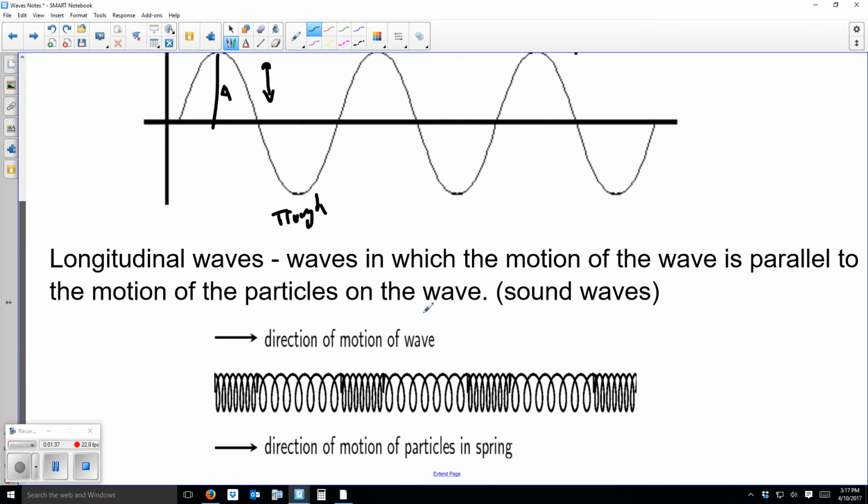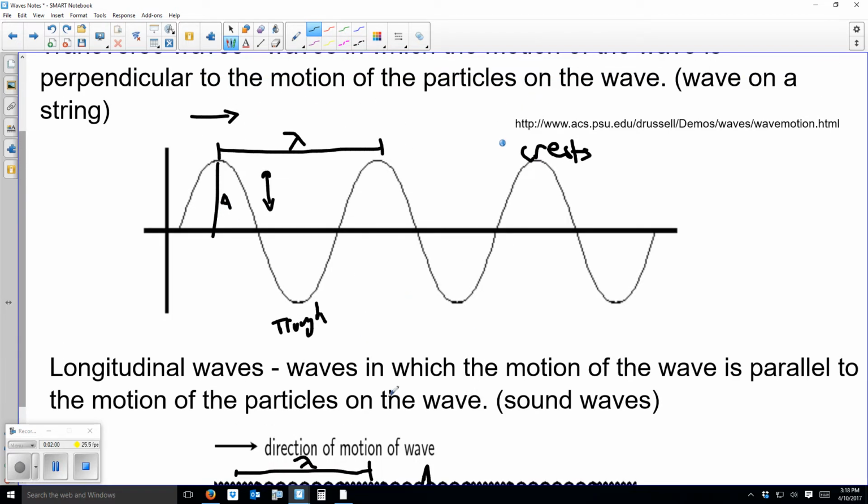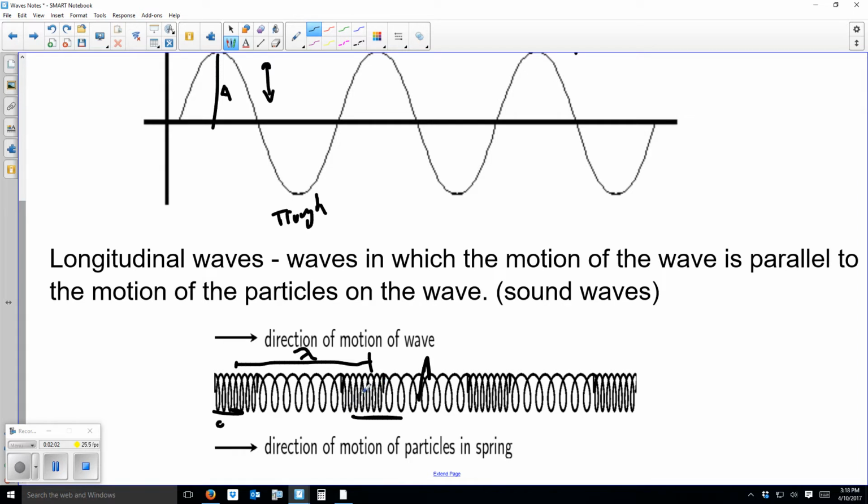In this case, we are moving our motion parallel to the wave. The particles are moving in the same direction as the wave. So again, we've got a wavelength here from a compression, which is one of these areas, to a rarefaction, which is one of these stretched out areas, kind of just like the trough and the crest. The amplitude is actually how crunched up it gets or how spread out it gets. You won't really be asked to label that on a test.